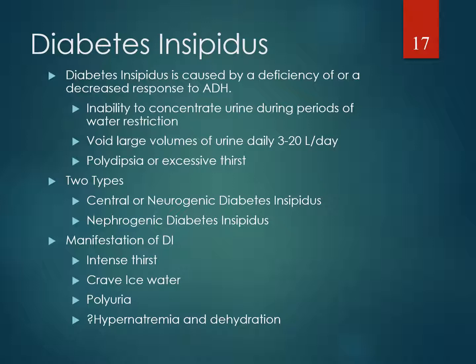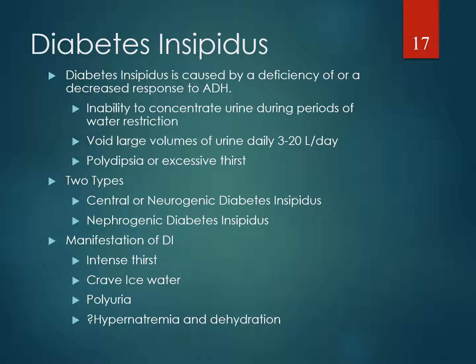There's two different types. There's central or neurogenic diabetes insipidus, which is the inability to synthesize ADH. There's nephrogenic diabetes insipidus, which is the inability to respond to ADH. So there are those two different types. Manifestations of diabetes insipidus include intense thirst. They crave ice water and polyuria. They can have hypernatremia and dehydration.